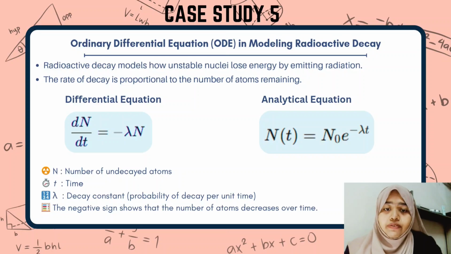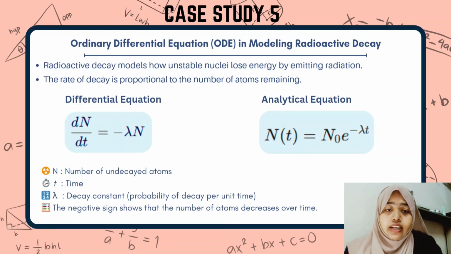So basically, radioactive decay is a process where unstable atomic nuclei lose energy by emitting radiation over time. We can describe this behavior mathematically using an ordinary differential equation, or ODE, that models how the number of undecayed atoms decreases continuously. So the main equation for radioactive decay is dN by dt equals minus lambda N, where N is the number of undecayed atoms, t is time, and lambda is the decay constant, representing the probability that an atom decays per unit time.